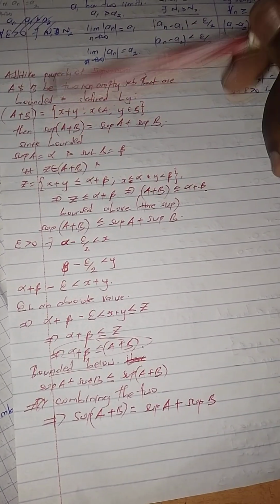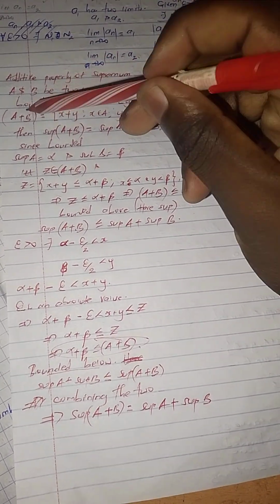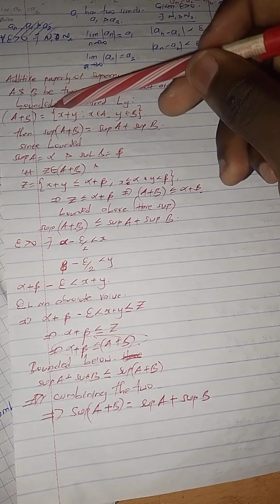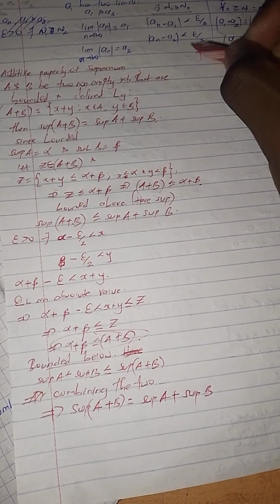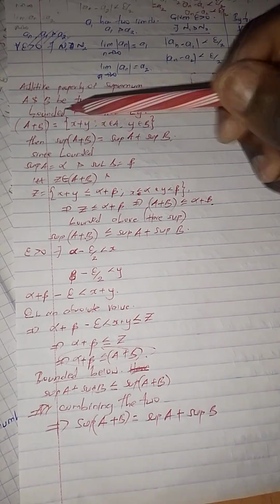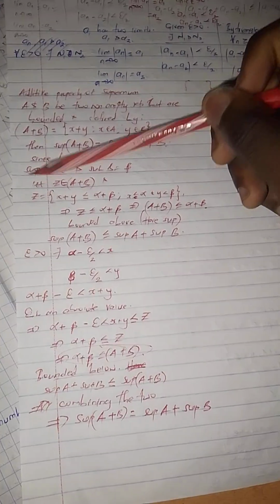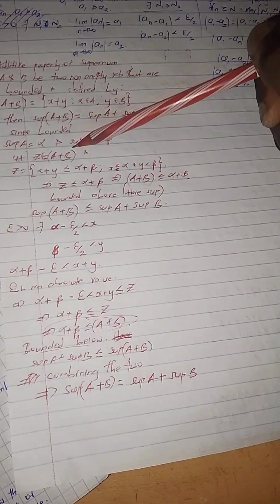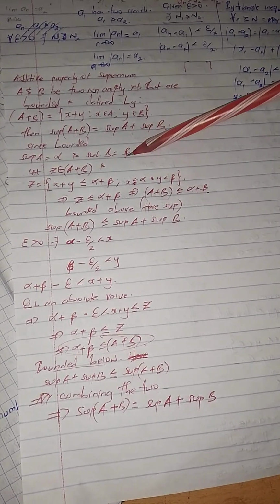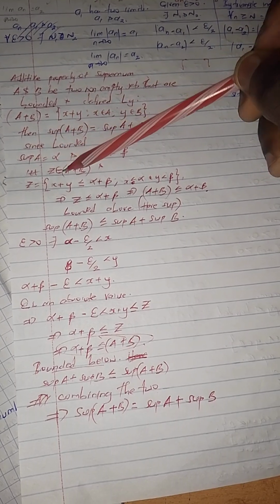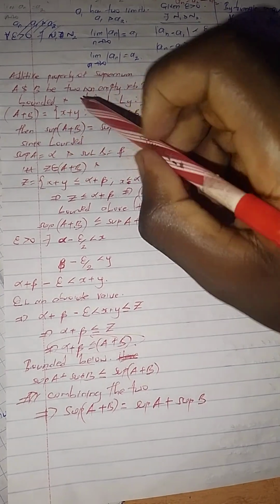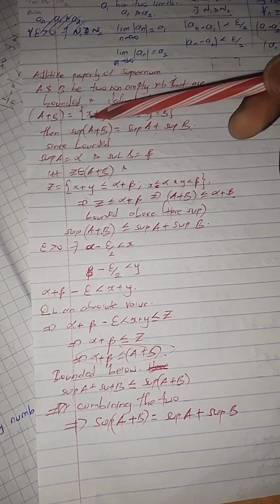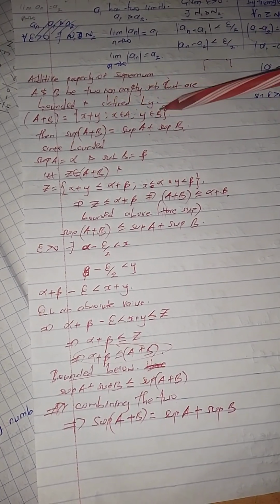Since the sets are bounded, as we have said, it indicates that they have a supremum. They are bounded above and bounded below, which implies that they have a supremum. So let's assume that the supremum of A is alpha and the supremum of B is beta. And let Z be an element such that x is an element of A and y is an element of B.